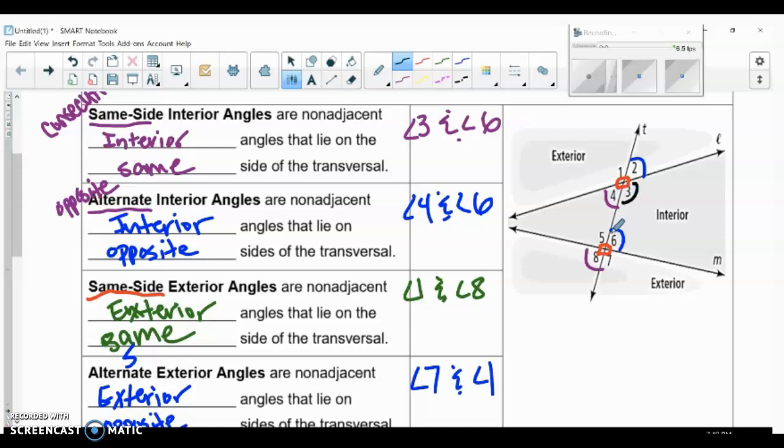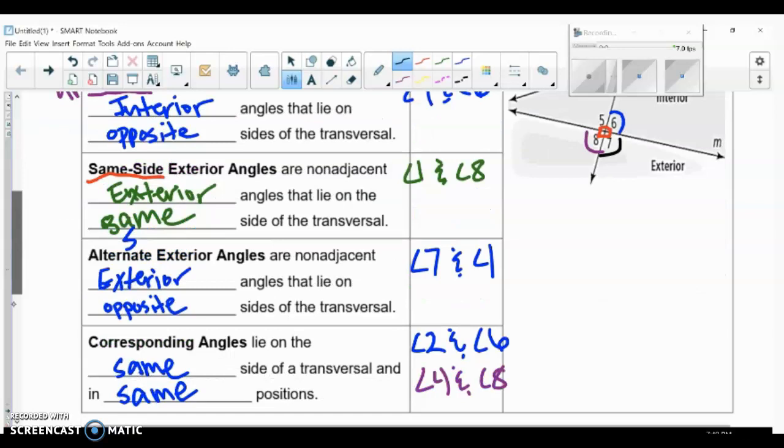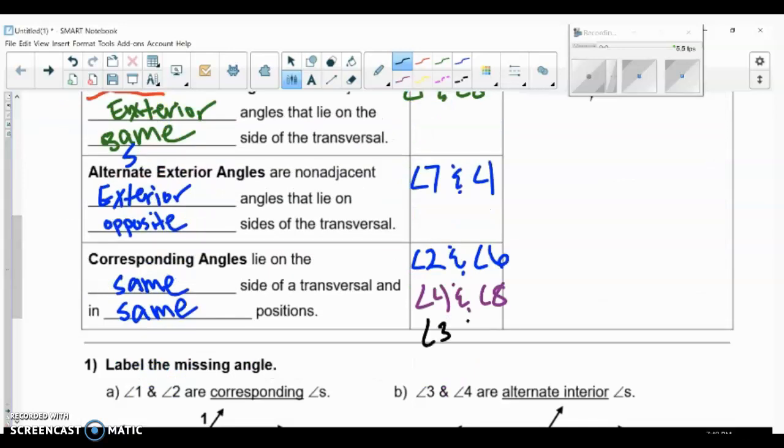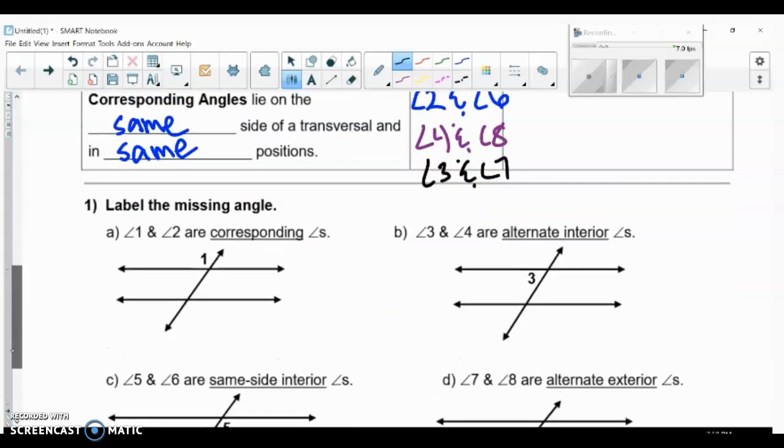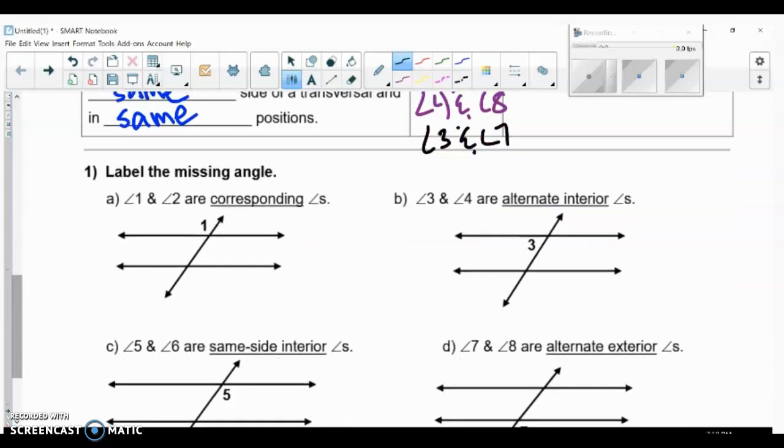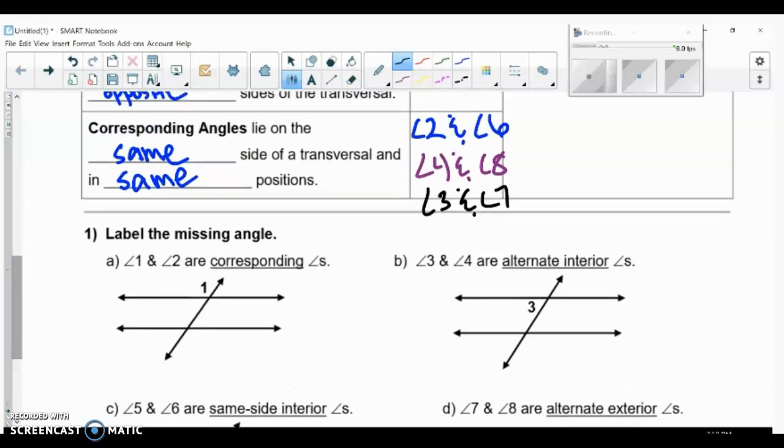Okay, angle 3 goes with angle 7. I'm going to give you all the examples just so that we are absolutely rock solid with these, because this does tend to be one that's a little bit tricky. Same positions. And let's try to do some on our own.